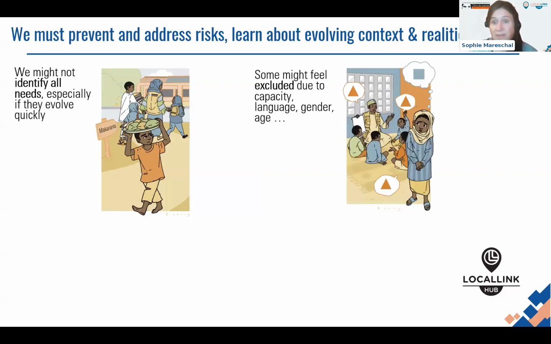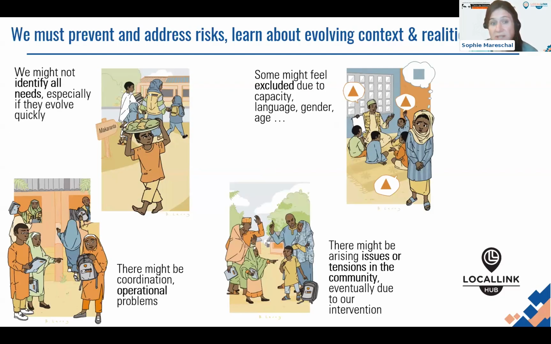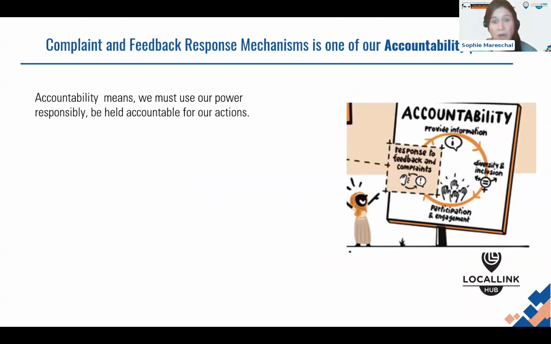Even if we have started engaging with the community since the start, we must keep on preventing throughout the intervention. We must continually work to prevent and address any risks that would materialize, learn about evolving contexts and realities, and improve the intervention continuously. Because we might not have identified all needs, for example, especially if they evolve quickly. Then some people, children might feel excluded because of different reasons: capacity, language, gender, age, or other reasons. Then there might be operational problems arising or coordination problems during the intervention. There might be also unexpected issues or tensions in the community, eventually also due to our intervention, maybe because information was not clear or there was an operational issue. And finally, despite all the awareness raising, the training, the code of conduct in place, we might see that at a certain point, staff, volunteers, or providers might not behave according to those standards. So when an intervention is running, we really need to give ourselves the capacity to identify those issues and react.